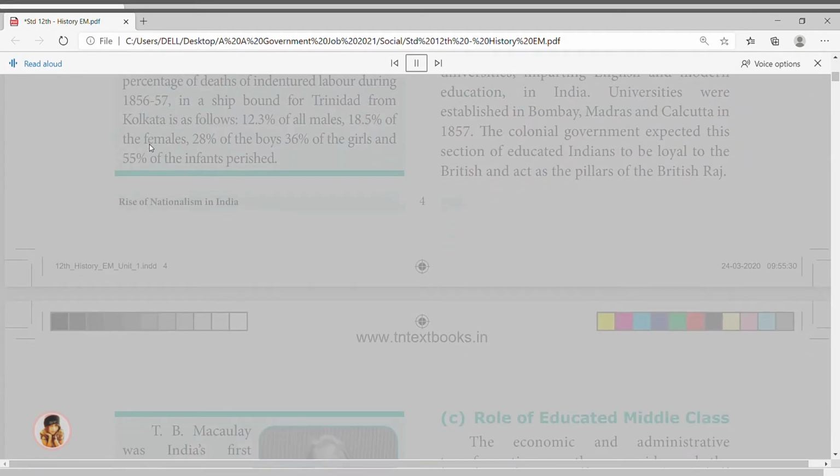The percentage of deaths of indentured labor during 1856 to 57 in a ship bound for Trinidad from Kolkata is as follows: 12.3% of all males, 18.5% of the females, 28% of the boys, 36% of the girls and 55% of the infants perished.